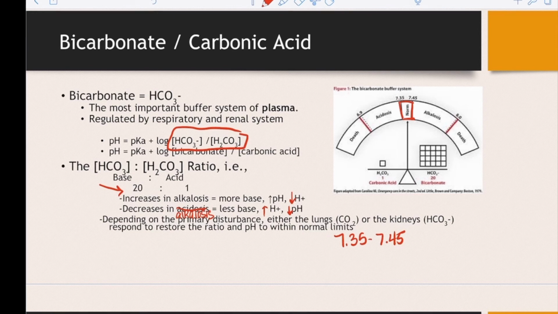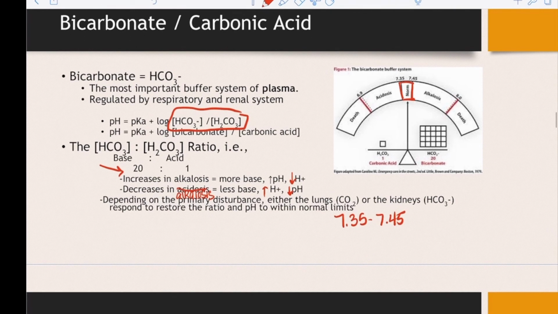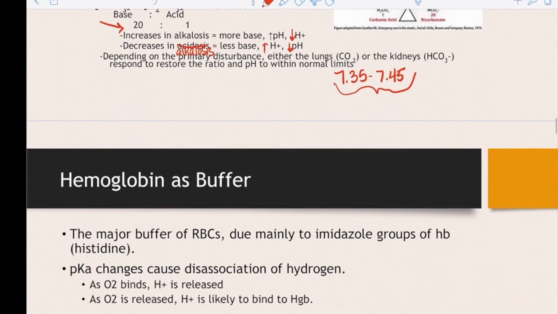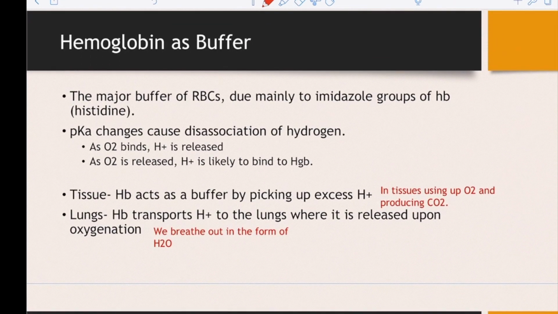So we've talked about the bicarbonate carbonic acid buffer system a little bit, and we will talk about it a little bit more, but now that you know the basics and you understand that these can be adjusted in order to maintain that narrow pH window of 7.35 to 7.45, let's talk about a couple of other components that can act as buffers in our system. Hemoglobin is one of them. Hemoglobin is the major buffer of red blood cells.